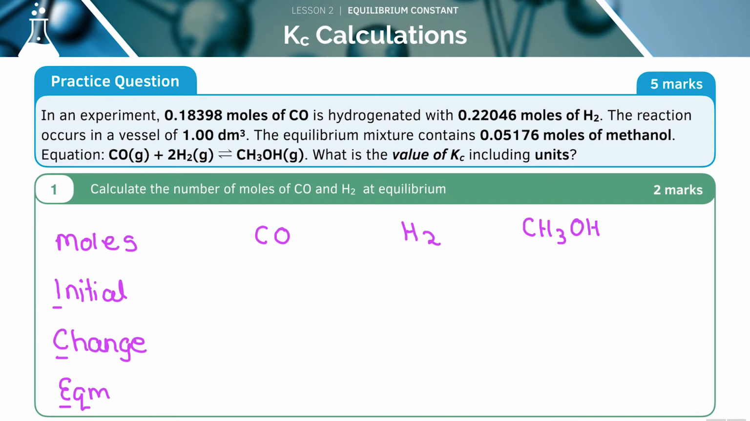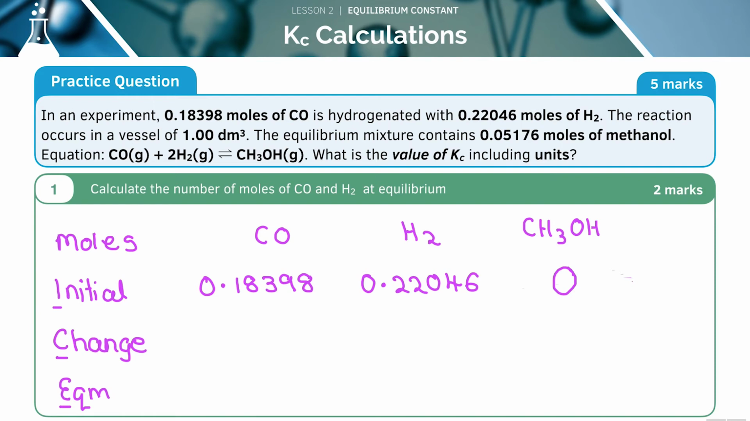First, let's put in our initial moles. These are, for carbon monoxide, 0.18398. Hydrogen is 0.22046. And CH3OH is 0.